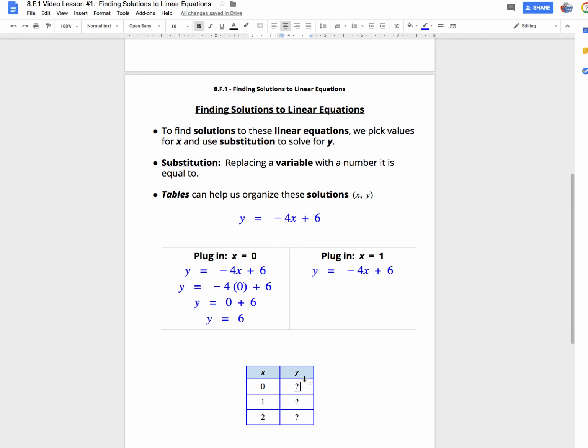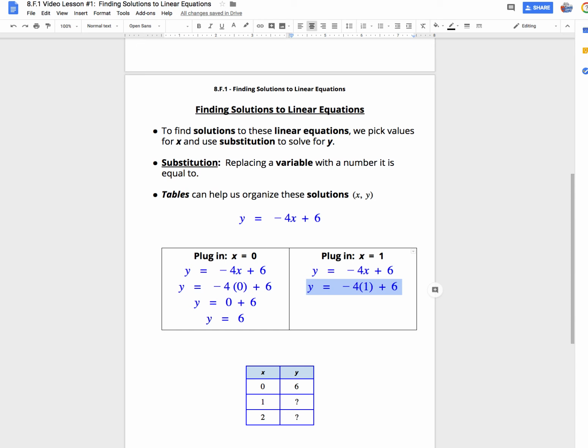I would then plug into my table the first ordered pair, or the first solution, which is for this equation, if x is 0, y needs to be 6. We could then pick another value. Maybe we say x is equal to 1, and we would plug a 1 into that equation. So we take our x variable and we replace it, or substitute it, with the value of 1.